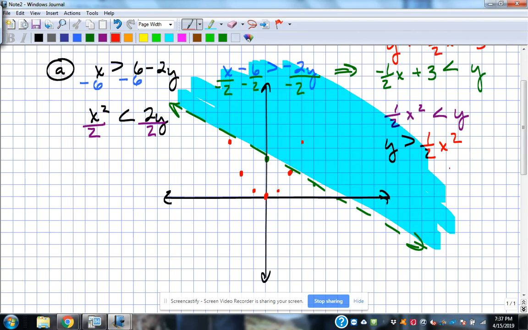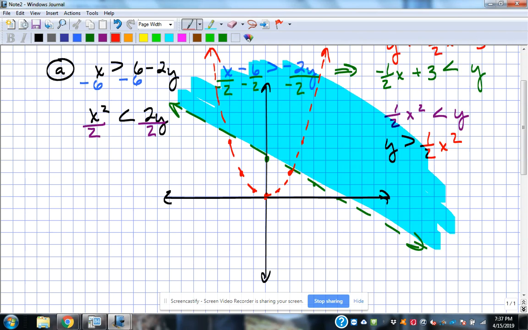It doesn't have an equal to mark, so I know it's a dotted line or a dashed line. So the parabola is going to look something like this. The shading for that, it's either the inside of the parabola or the outside of the parabola. I cannot check with the origin because it's on it. So I need to check either the inside of the parabola or the outside. I'm going to check the inside.